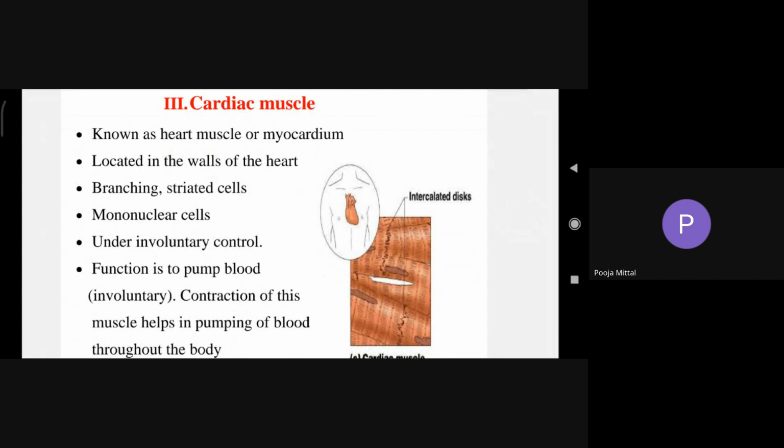They are under involuntary control. Obviously we cannot control our heart, but by pranayam we can control it. So this is the beauty of yoga. With the help of pranayam we can also control the activity of our heart.